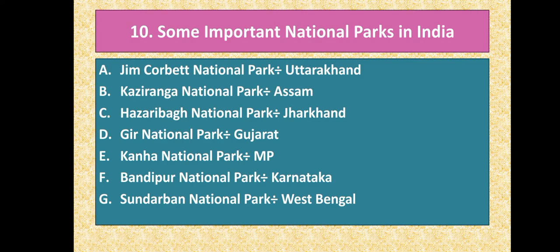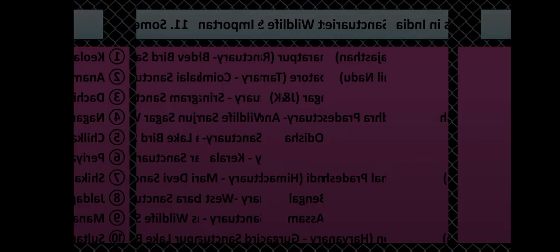Some important national parks in India: Jim Corbett National Park, which is situated in Uttarakhand. This is the first national park of India. Kaziranga National Park in Assam, Hazaribagh National Park in Jharkhand, Gir National Park in Gujarat, Kanha National Park in Madhya Pradesh, Bandipur National Park in Karnataka, Sundarban National Park in West Bengal.